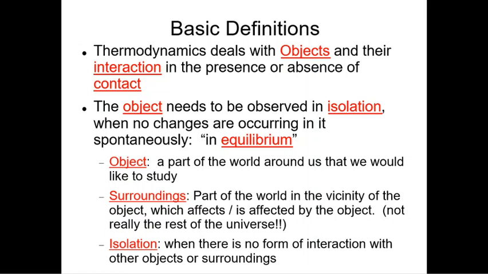So we started defining these quantities one at a time. So the object is that part of the world around us which we would like to study, and surroundings is the part of the world in the vicinity of the object, not necessarily the rest of the universe. And isolation is when there is no form of interaction with other objects or surroundings.